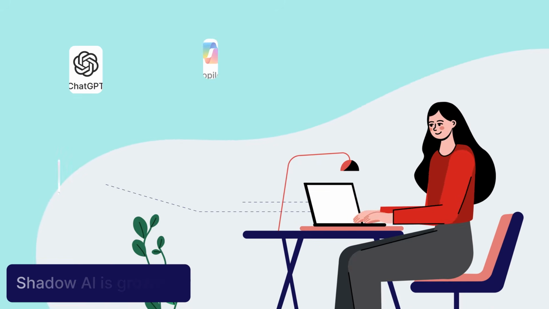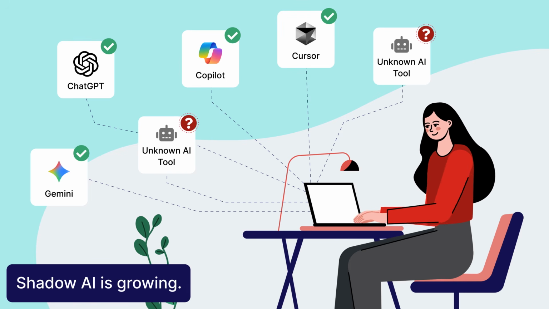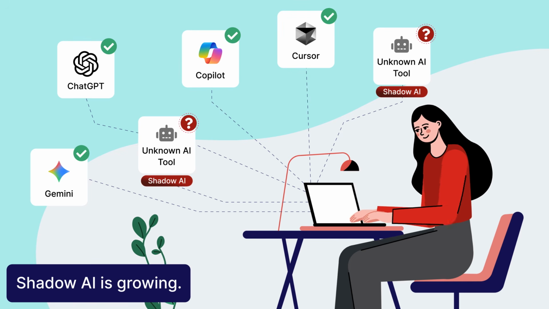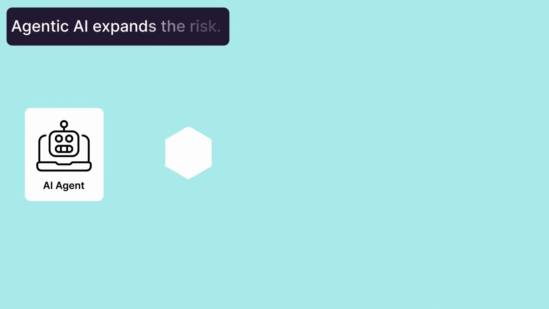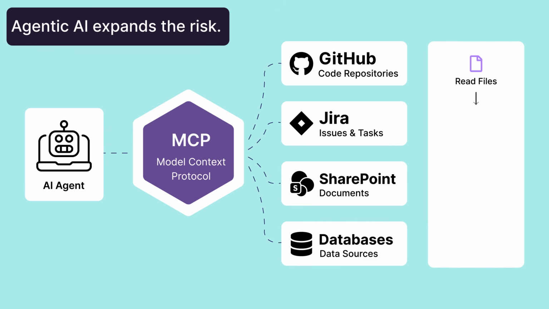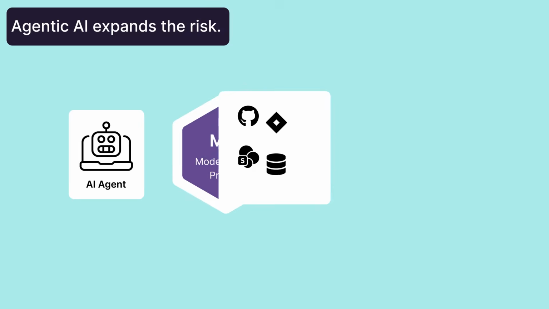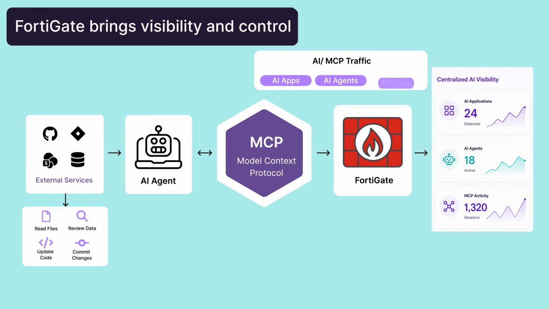As AI tools become part of daily work, some are adopted without IT visibility, creating shadow AI. With Agentic AI, this risk grows. Through protocols like MCP, AI agents can access tools, review data, and perform actions on behalf of users. FortiGate helps security teams detect AI applications, agents, and MCP activity across the network. Let's see it in action.